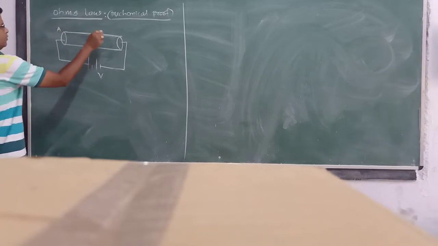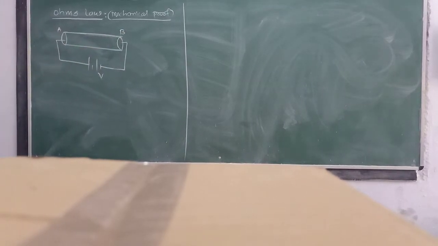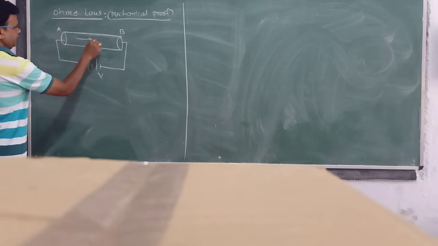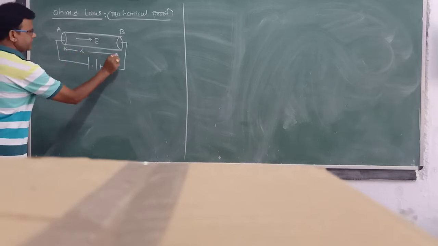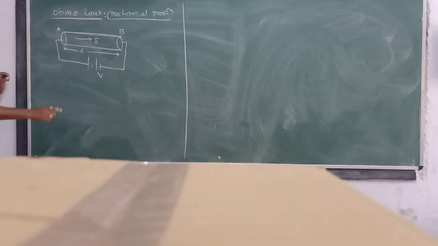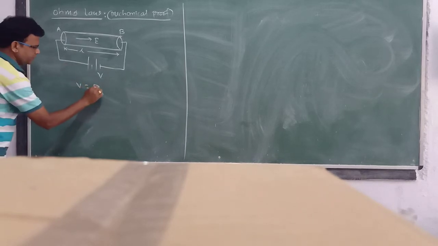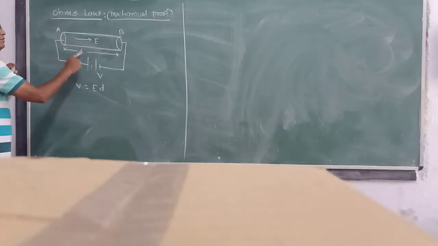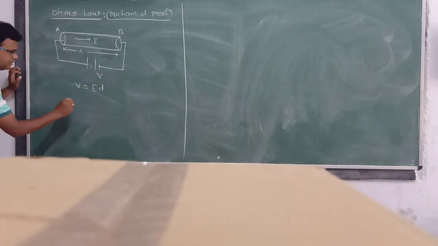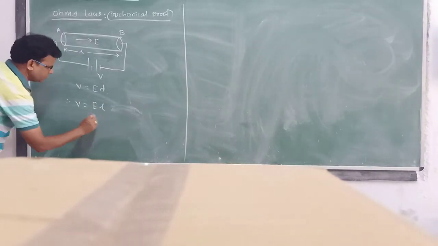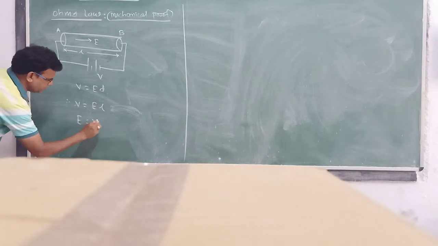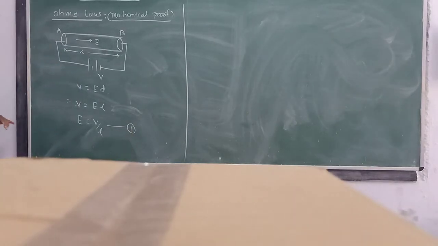No doubt, the potential difference across the ends of the conductor is V. This battery sets up an electric field E inside the conductor, and I take the length of the conductor to be L. As we learned the relation between V, E and d in electrostatics, V is equal to E d. So here in the place of d we can take L, the length of the conductor. So the first relation we get is V = EL, or you can say E is equal to V divided by L. This is the first equation we get from the relation V = Ed.